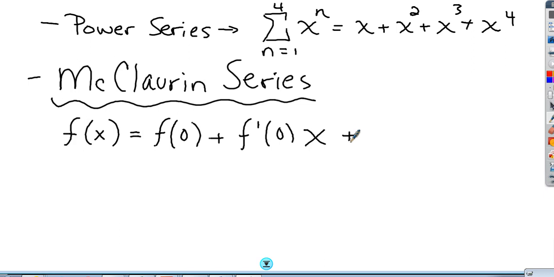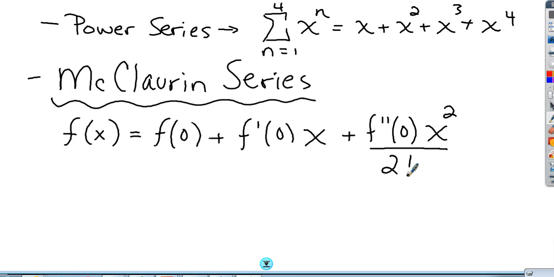The next term is f double prime. With each increasing power of x in the series, you're going to get an increasing derivative. So in order to find this coefficient, you'll have to find the second derivative of f and then plug in 0 for x, and you'll get a number. You'll have x squared as the next power, but now to accompany these terms, you're going to get a new term, which is 2 factorial.